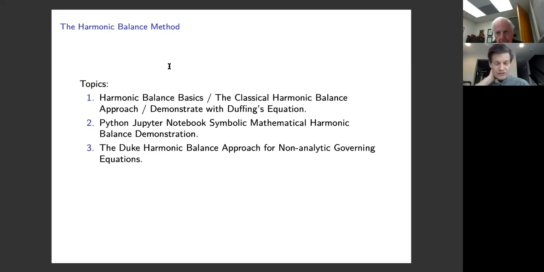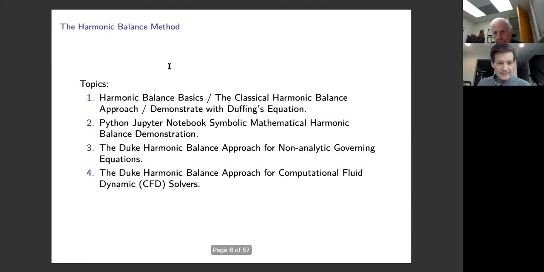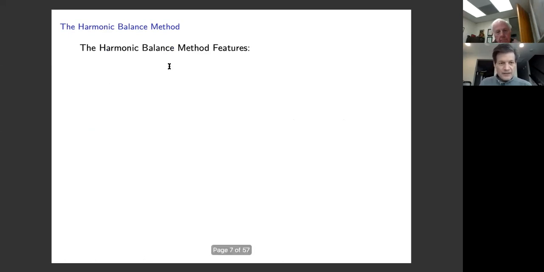And then I want to talk about the approach that Professor Hall developed back in around 2000 that allowed us to apply a harmonic balance approach for non-analytic governing equations. I'll get into what that entails, but basically it provides a way for using the harmonic balance method for things like CFD solvers, which is important for us who are doing aeroelasticity. And then I'll get into how we apply that approach for computational fluid dynamics solvers.